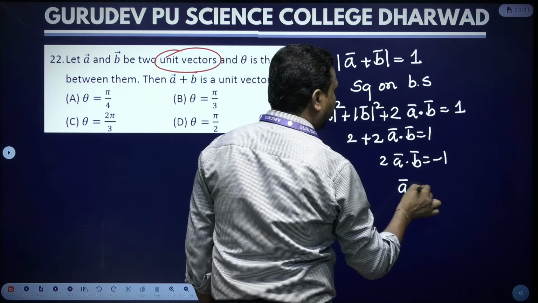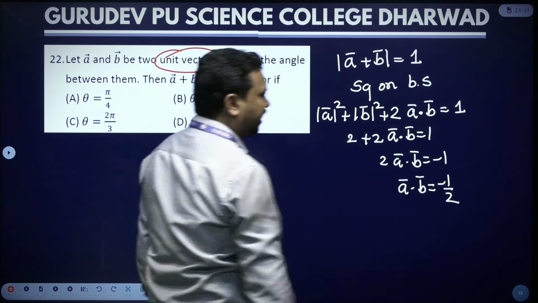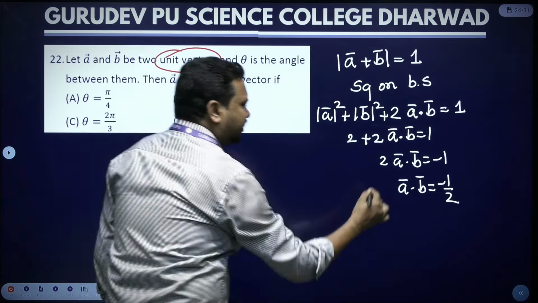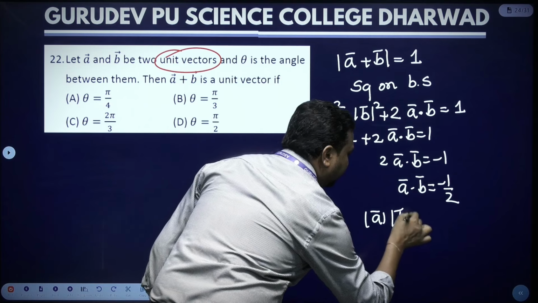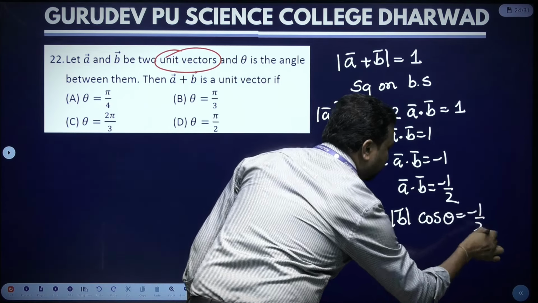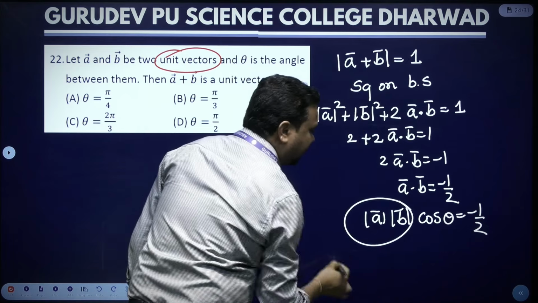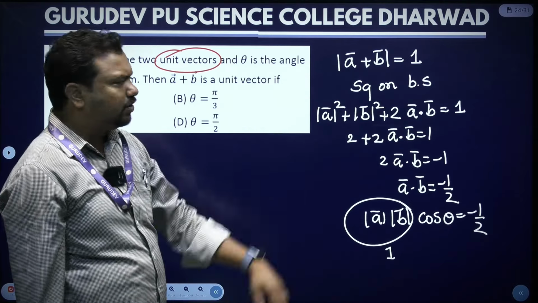A dot B is equal to minus 1 by 2, right? And you know that A dot B is magnitude of A into magnitude of B into cos theta, which is equal to minus 1 by 2. Again, these two are unit vectors, therefore this product is equal to 1. Therefore, cos theta is equal to minus 1 by 2.